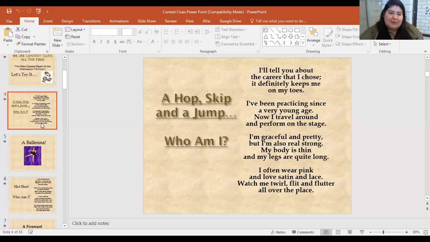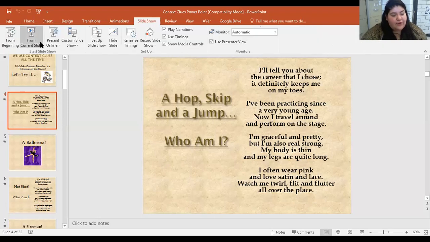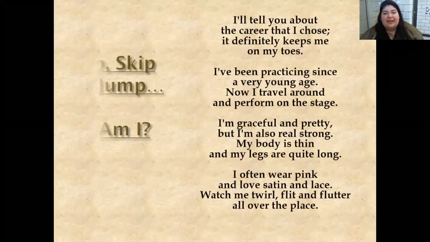With that being said, let's go ahead and start going over what some context clues could be and how to see them. Let me show you. Slideshow from current slide. So I'm going to read this to you and I want you to guess what it's going to be.